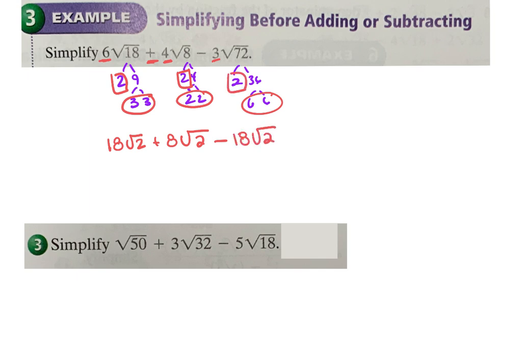And lo and behold, I have like terms, right? Like radicals. And so before you decide can I or can I not, make sure that all of them are in simplest form because it's possible you could add some of them at least to simplify. So now that I have that, 18 plus 8 minus 18 is just going to be 8 square root of 2. Right?